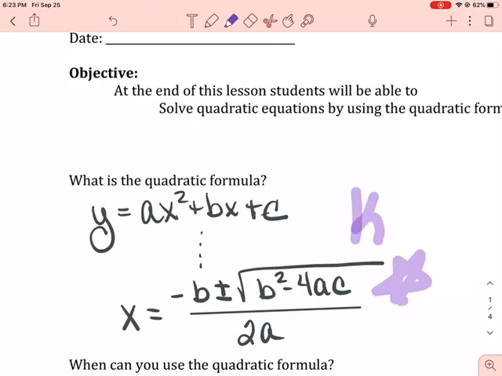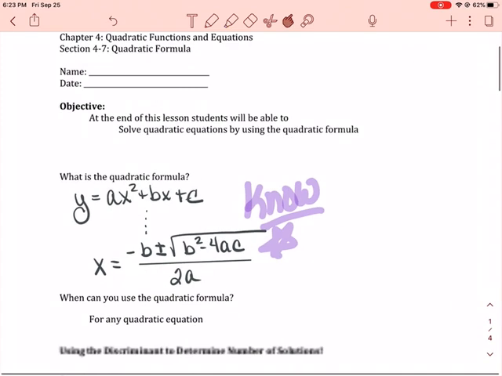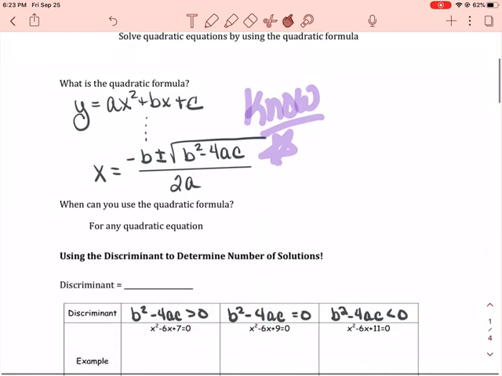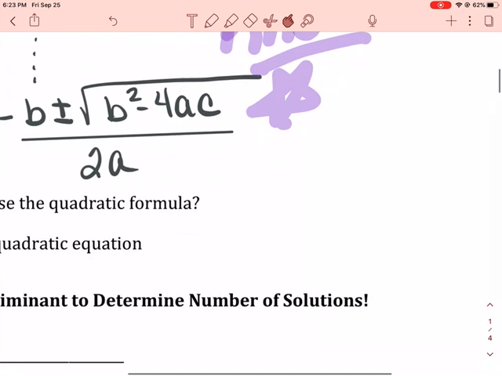So I'm going to put a big star by that because we need to know this. It's like the Pythagorean theorem, y equals mx plus b. It's one of those things that you just have to know when dealing with algebra. Okay, so when can you use the quadratic formula? Anytime. It works for any quadratic. The only stipulation is it has to be in standard form.